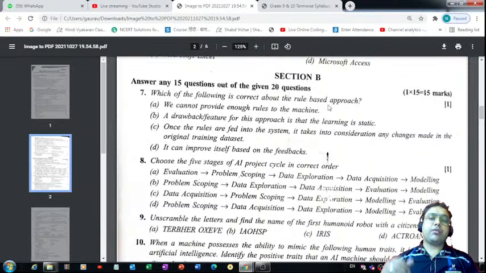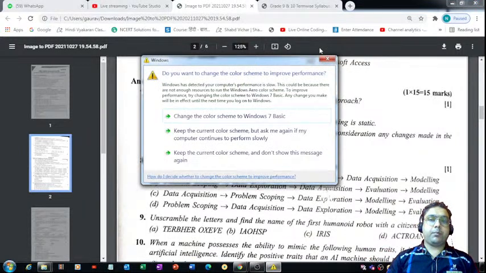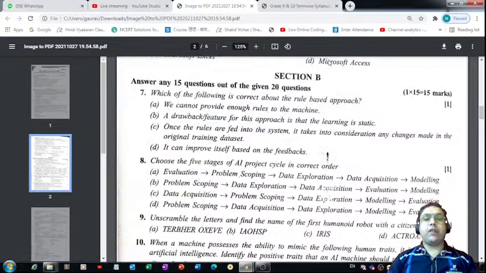In rule-based approach, what happens? We have some data with us and we have some rules with us. Now, what are these rules? You must have used if control statements in your programming. We use if statements in programming for checking out different kinds of conditions. Those if statements, those conditions which we check using if, those are rules.